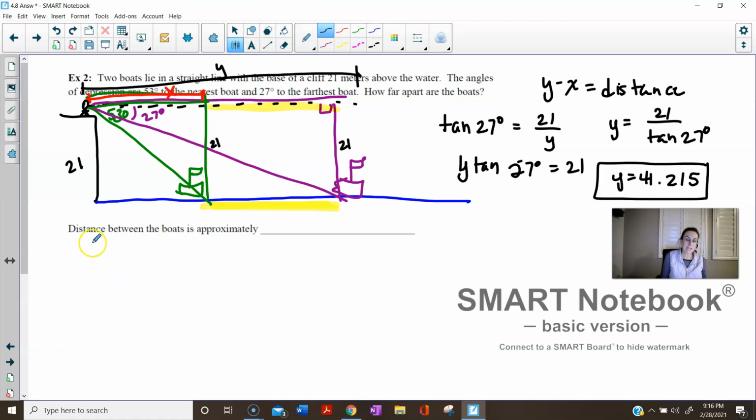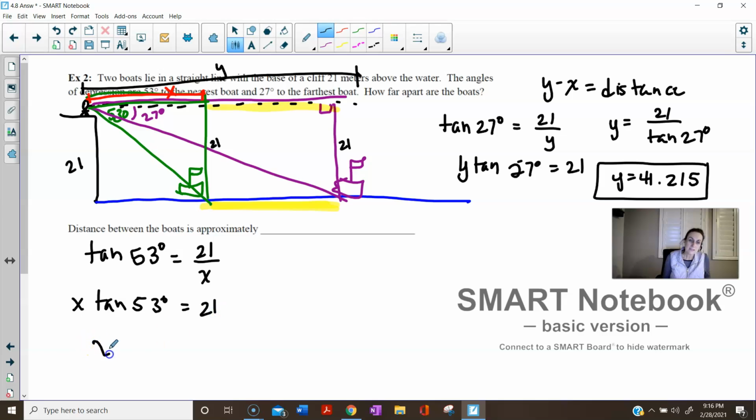So we'll do tangent again, and this time it's 53 degrees. It's a larger angle because it's closer to you, so you have to look down more, which creates a bigger angle from the horizontal. So the tangent of 53 degrees is equal to opposite over adjacent. We're going to call that X. All right. So you'd multiply X, so you have X tangent of 53 degrees is equal to 21. So X is equal to 21 divided by the tangent of 53 degrees.